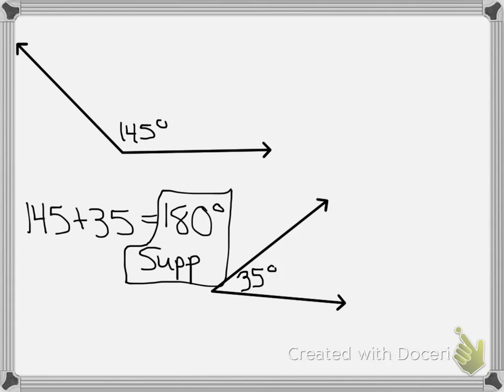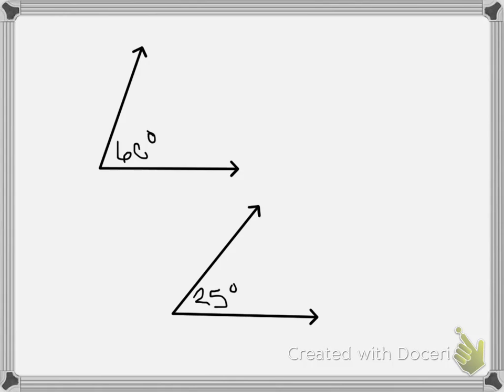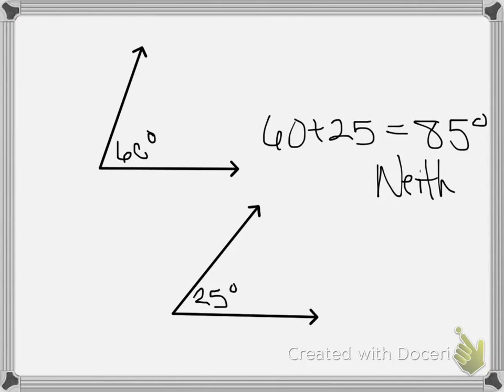Okay, supplementary angles. What about the next pair of angles? Would this be complementary, supplementary, or neither? I'll give you a minute to work it, and then we'll go over the answer. Neither. Okay, why would it be neither? Because when you add 60 and 25, it equals 85 degrees. And that's not 90. Very good. So when you add them together, it does not equal 90 or 180, so it would be neither. This is how you would show it on your homework tonight. You add them together, and if it's something other than 90 or 180, then you would say neither.